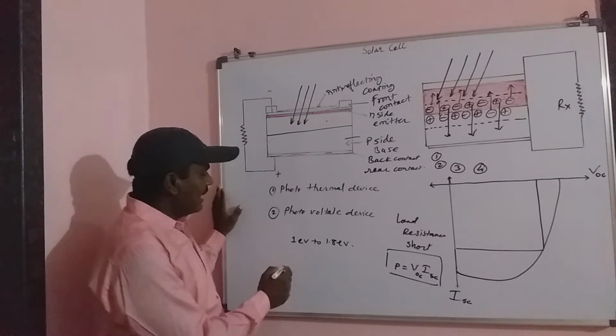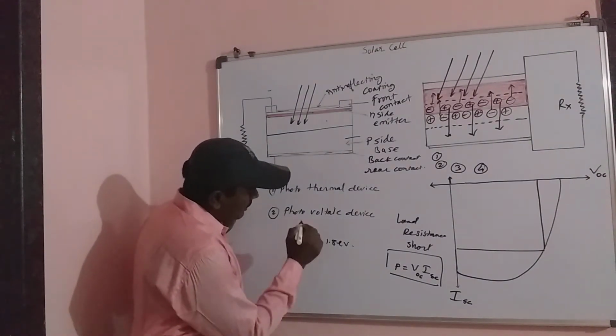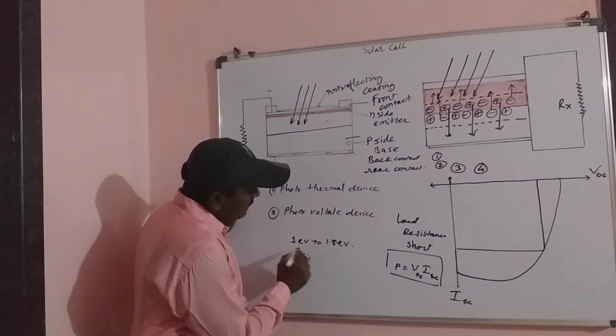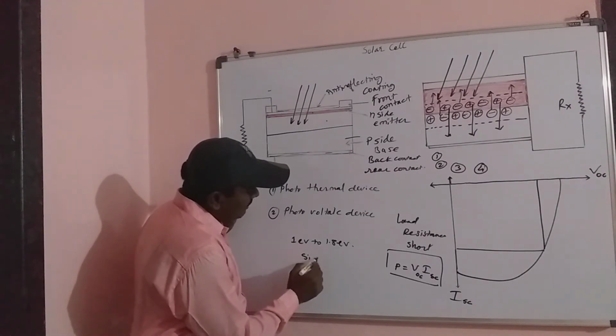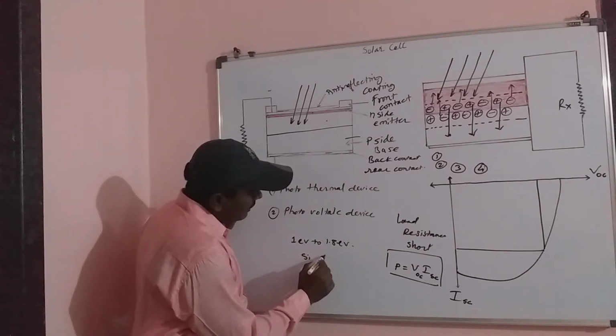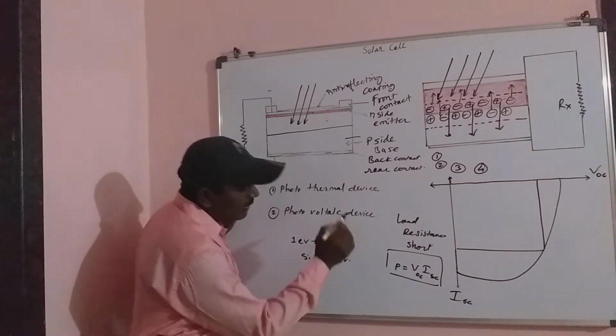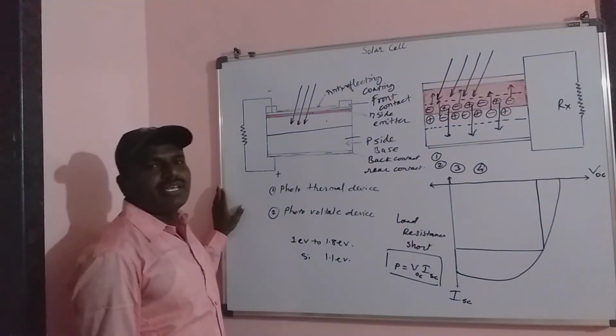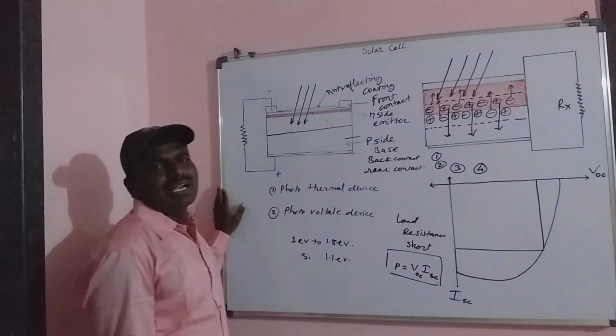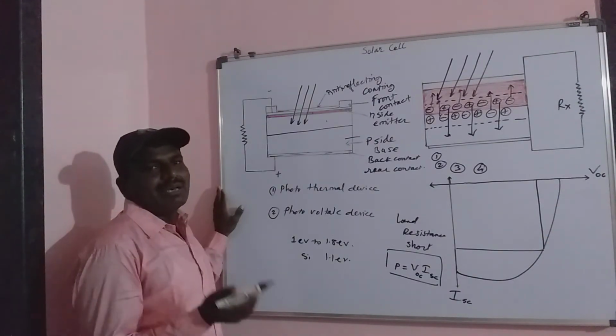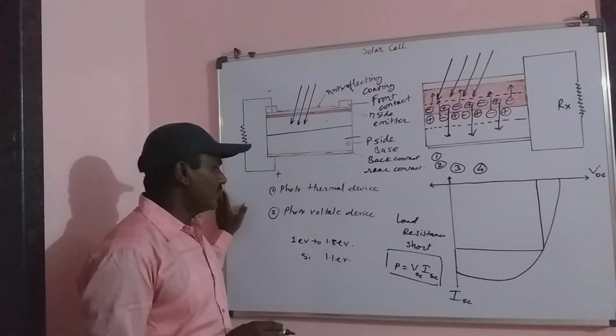If we see silicon, its energy band gap is 1.1 electron volt. If we see gallium arsenide, the band gap is 1.43 electron volt.